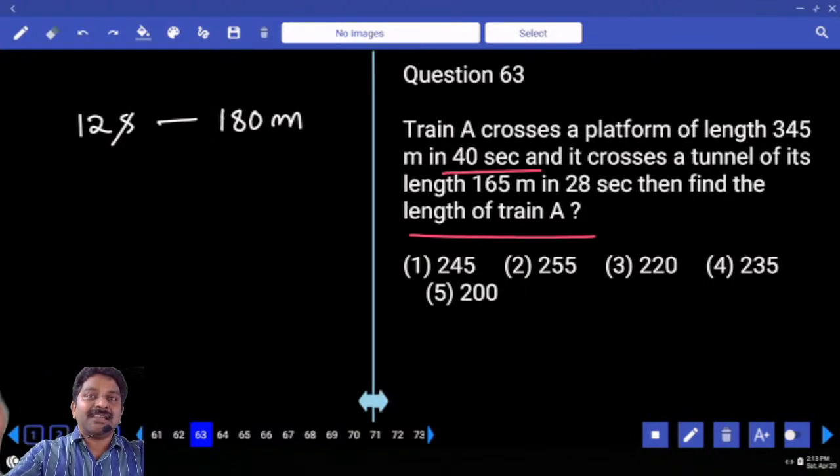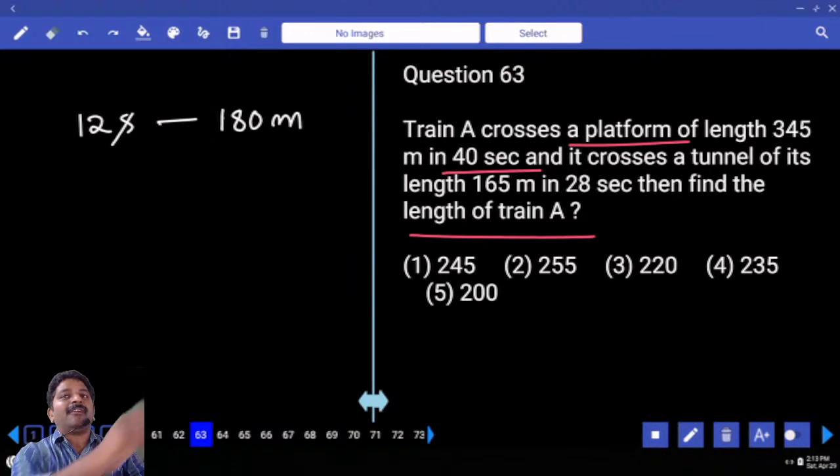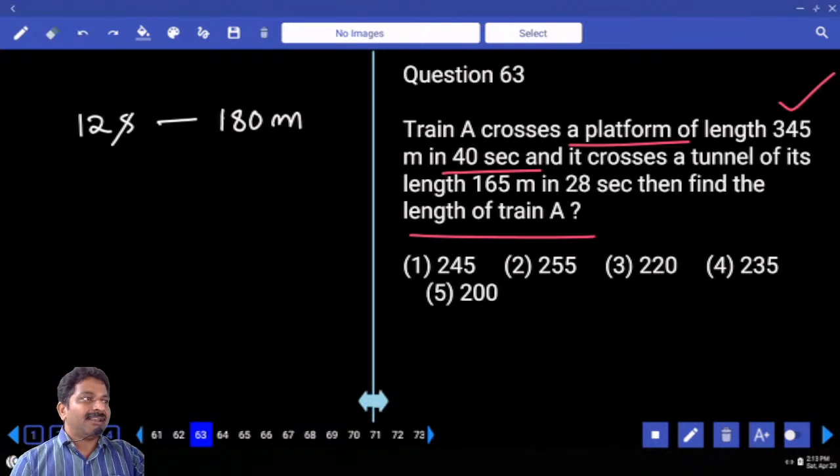In 40 seconds it crosses a platform, right? If a train crosses a platform, distance covered is train length plus platform length. Do we know platform length? If you know platform length, then that can be subtracted from the total distance. That's how we can calculate train length, right?